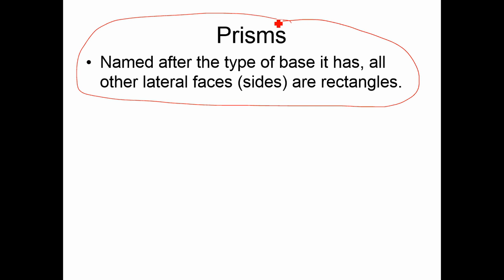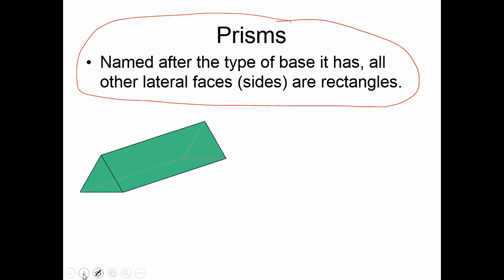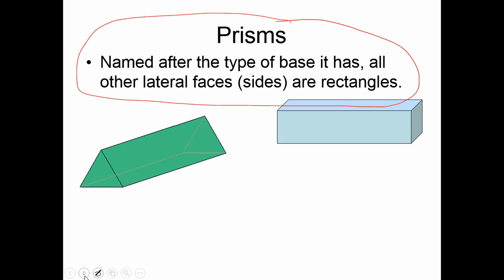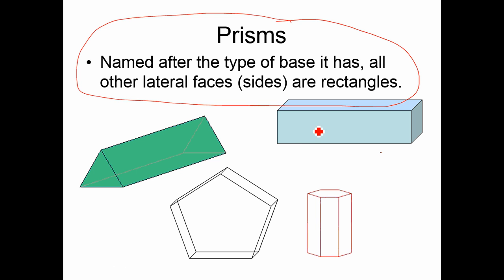Somewhere you need to write the definition of prism. So a prism is named after the type of base it has. All the other lateral faces, or the sides, are going to be rectangles. So prisms are what we tend to think of as this sort of boxy figure. But many of the prisms that we've dealt with have been the standard rectangular prism, if you will. But there are other types of prisms.